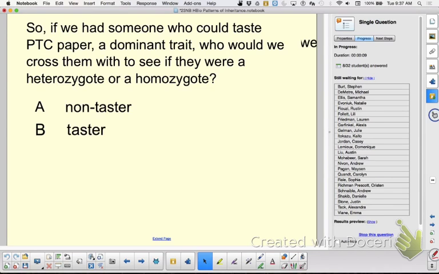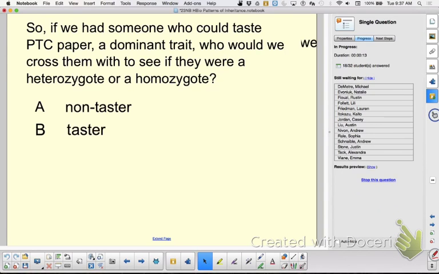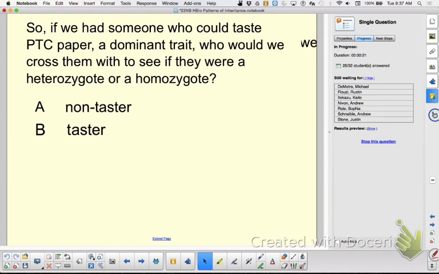Is that somewhere on that paper? Oh, you want to test somebody? Well, a lot of people. Yes, please. Focus, people.